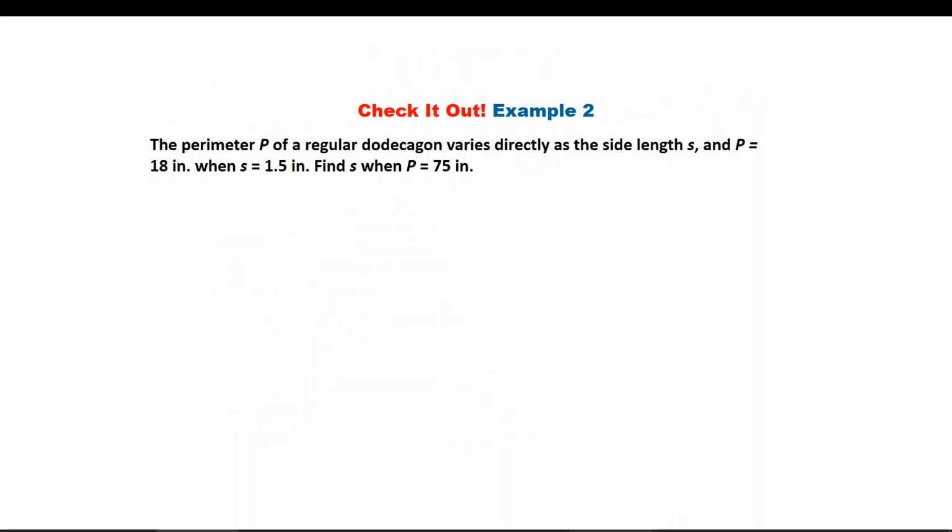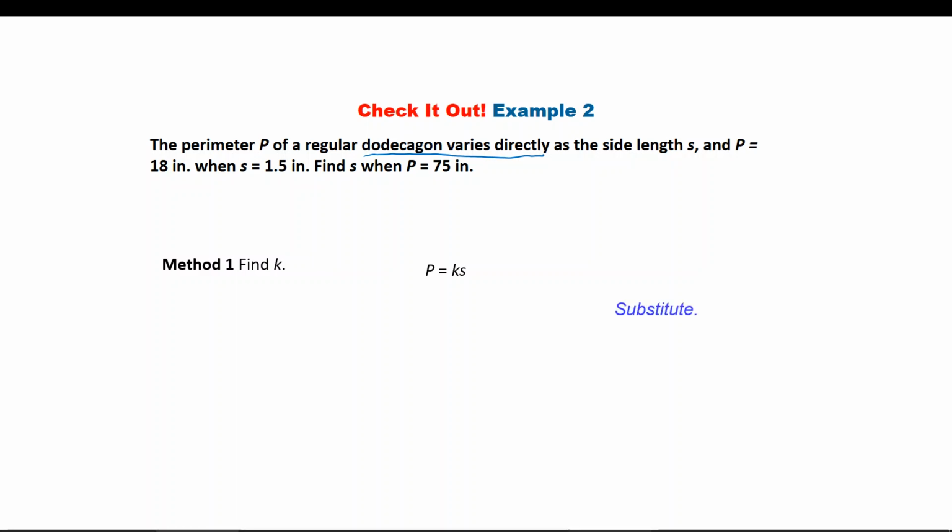All right, here's one for you to try on your own to see if you're understanding this type of problem. Turn your video off and give it a try and then come back on. All right, in this problem it says the perimeter of a regular dodecagon varies directly. So the first thing we want to do in this first method is just find k. So we're going to write our equation p equals ks. So p varies directly as the side length s.